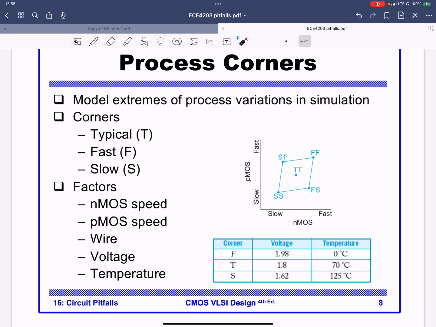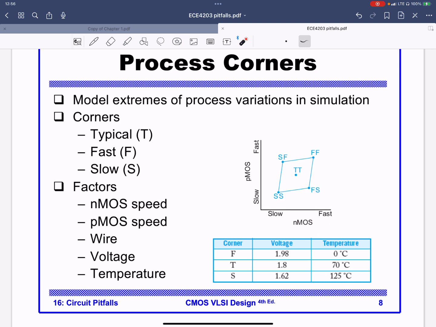Correspondingly, in the fast corner, you'll be using the fast models from the foundry, and you'll be simulating that with a 1.98 volt supply, because that's the fastest possible circuit running that way. Temperature is defined the same way. Typically fast, this is for sort of across the possible junction. This is the junction temperature.